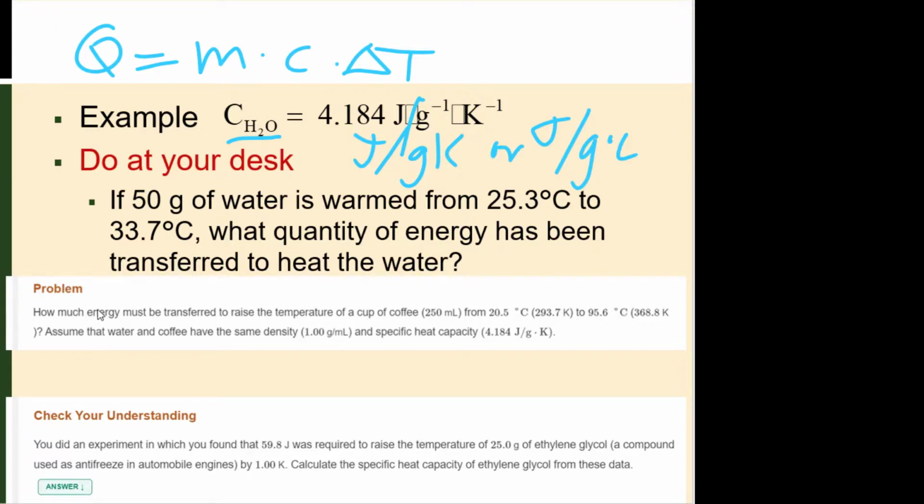How much energy, so again, we're finding Q here, must be transferred to raise the temperature of a cup of coffee from 20.5 degrees Celsius to 95.6 degrees Celsius. Assume that water and coffee have the same density and specific heat capacity. Okay. And the third one, you did an experiment in which you found that 59.8 joules was required to raise the temperature of 25 grams of ethylene glycol, which is a compound used as antifreeze in car engines, by 1 Kelvin. Calculate the specific heat capacity of ethylene glycol from these data. So see if you can solve those 3 problems, and then I'll check back in a minute.